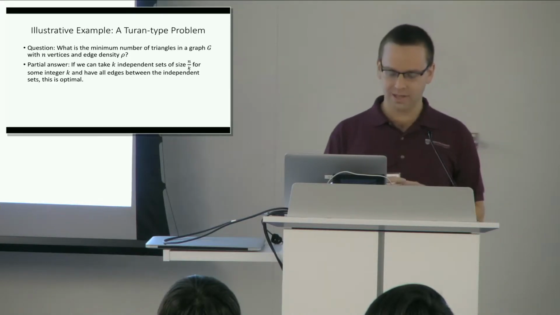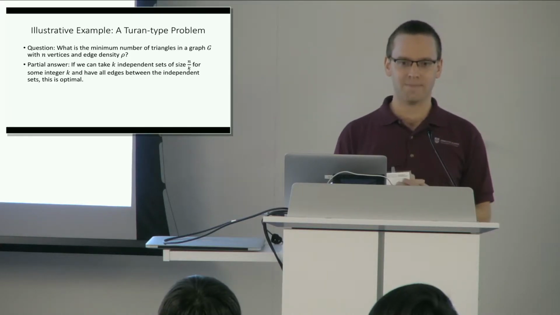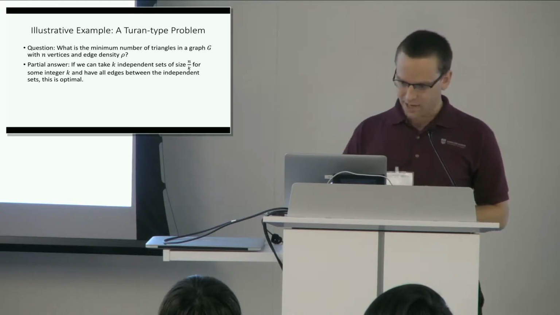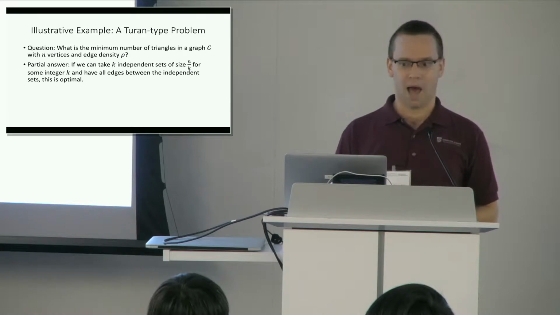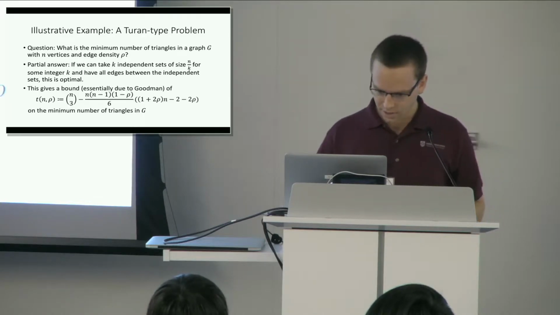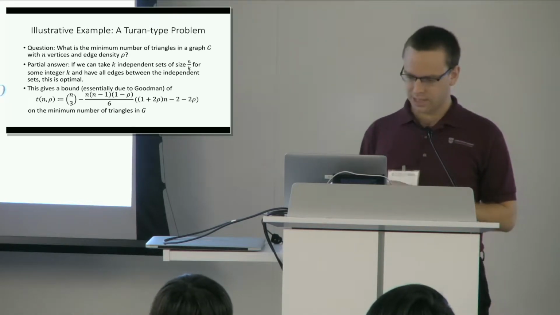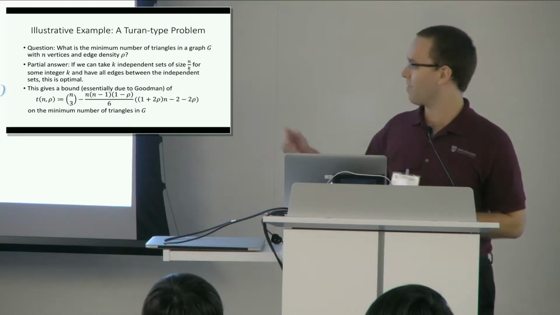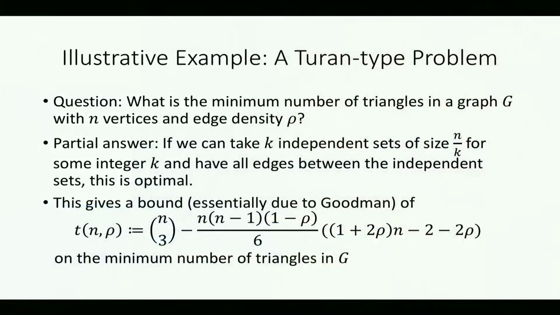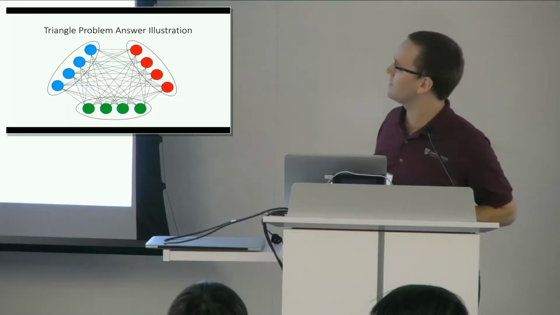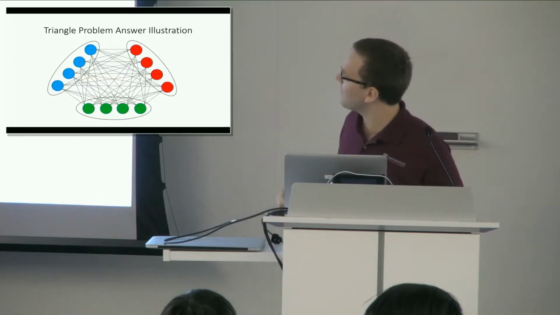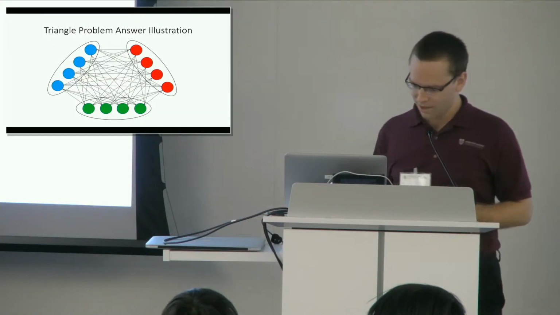So it turns out that if you can take k independent sets of size n over k and have all the edges between them, this is optimal. And this gives a bound which is essentially due to Goodman, but it's not important what that exact expression is. Rather, here's a picture of this optimal case. So we have our 3 independent sets and all the edges in between them.